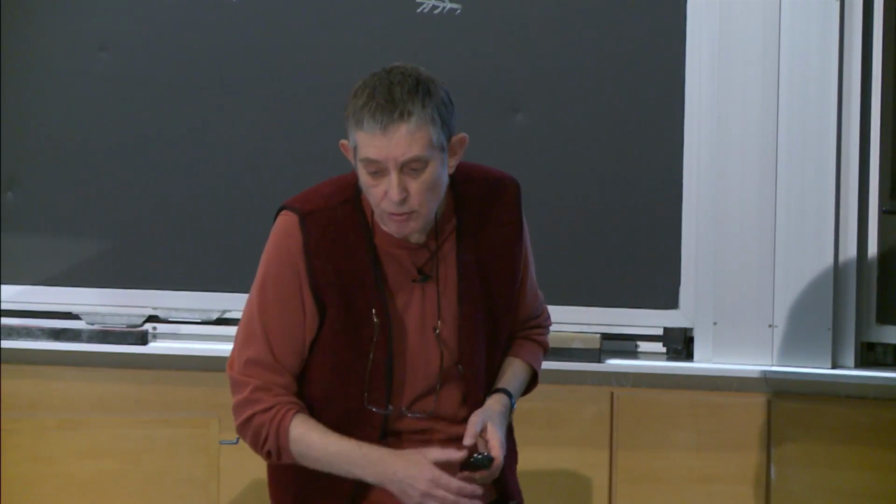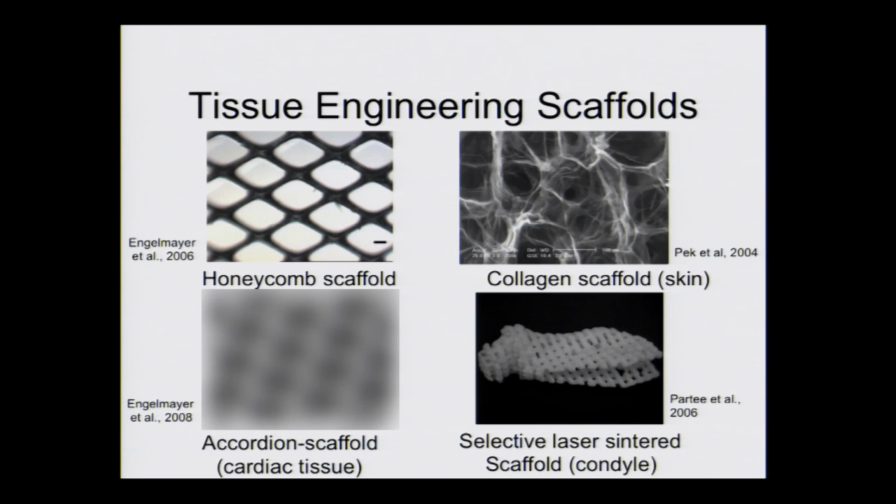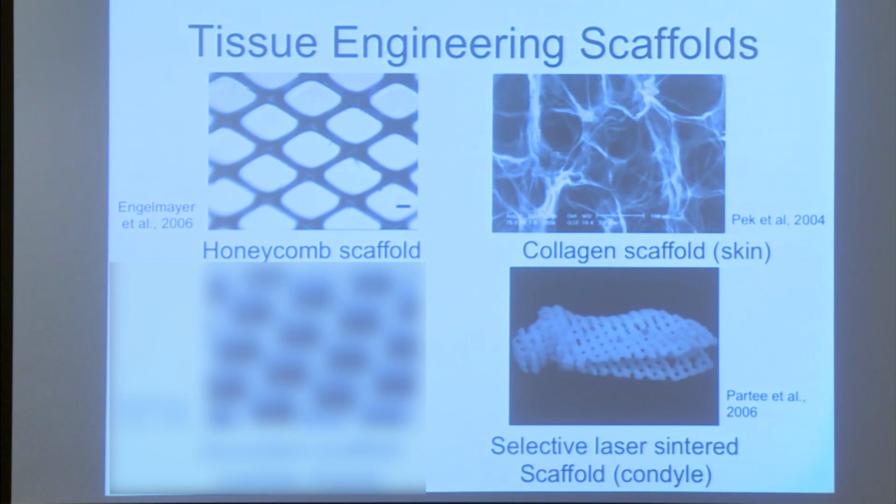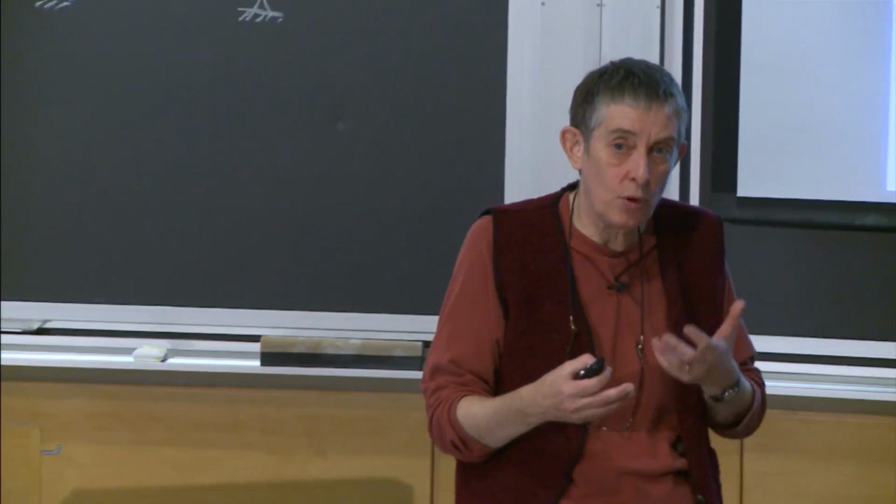Let's see. So here's another example. Tissue engineering scaffolds also have a structure that looks a little bit like a foam. These two here are more honeycomb-like, and this one here is more foam-like, and this one here has been made by a selective laser sintering process, a sort of rapid fabrication process.